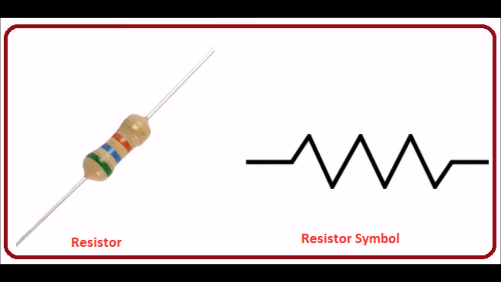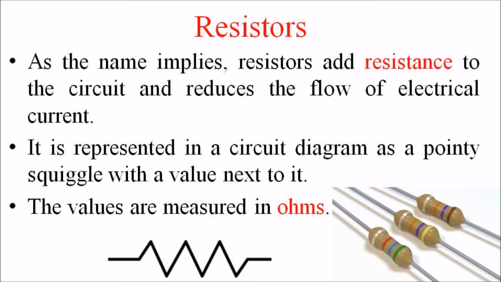So next we are defining the term resistor. As the name implies, resistors are devices which add resistance to the circuit. That means it reduces the flow of electric current in a circuit. These resistances are measured by the unit ohms.